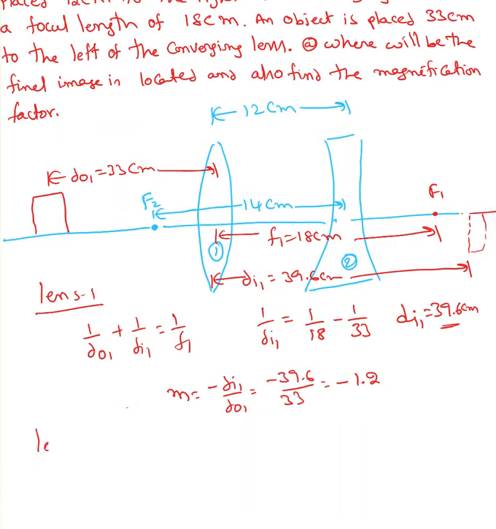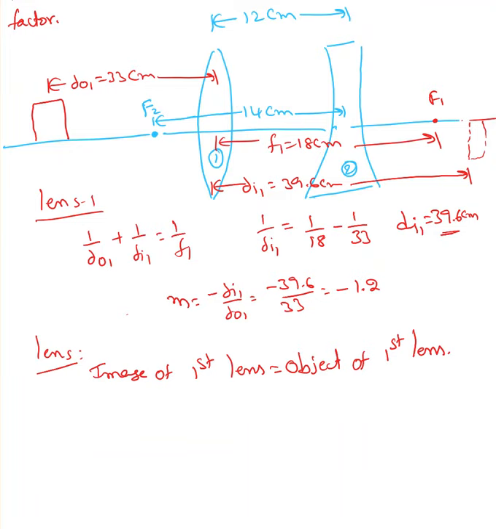Now for lens 2, remember, the image of the first lens is going to act like an object for the second lens. That object must be on the left-hand side, but you have it on the right-hand side, so I'm going to take that as a negative number. This is distance of object 2. What is the distance of object 2? It is distance of image 1 minus 12. Let me take this as reverse because it is behind the second lens: minus 39.6 plus 12, minus 27.6 centimeters.